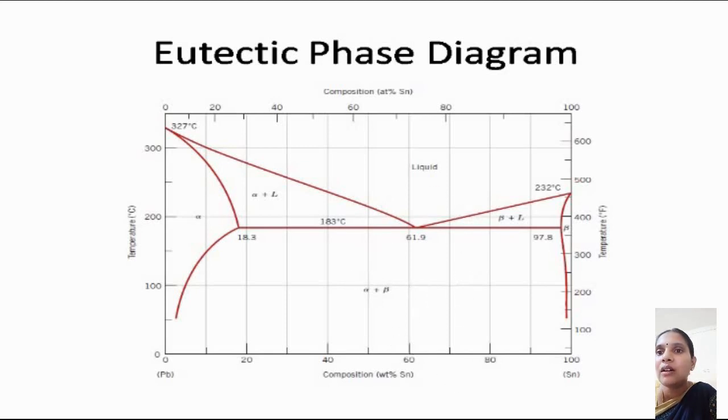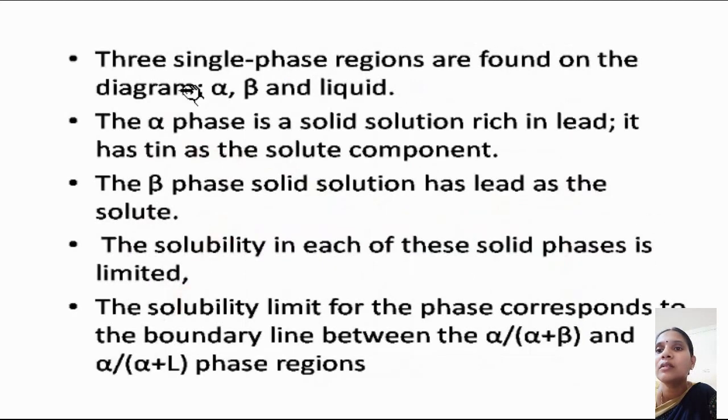So we will recapitulate whatever we have seen. Three single phase regions are found on the diagram: the alpha phase, the beta phase and the liquid phase. The alpha phase is a solid solution rich in lead. Tin is the solute, whereas lead acts as solvent in the alpha phase, whereas in beta phase, lead is the solute. It is rich in tin.